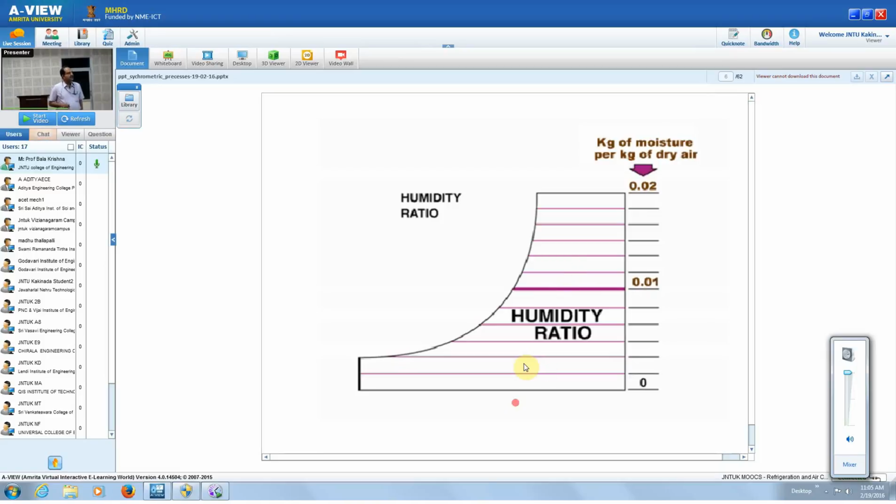Then the horizontal lines, which are the humidity ratio. This is the humidity ratio, or specific humidity, in kg of moisture per kg of dry air. This also we can calculate based on some other values. Next.